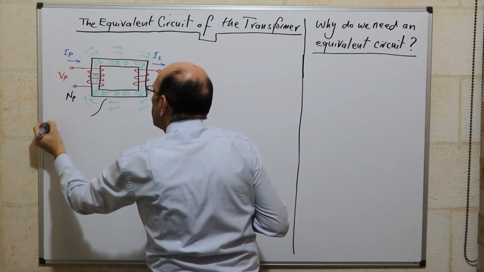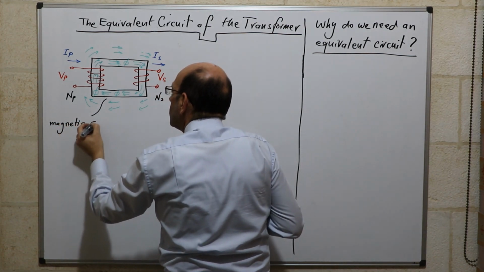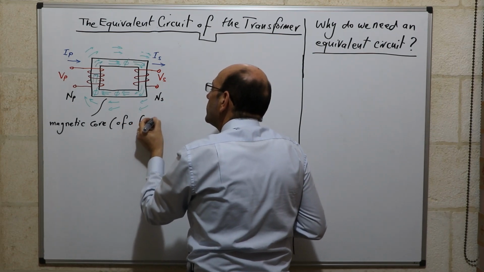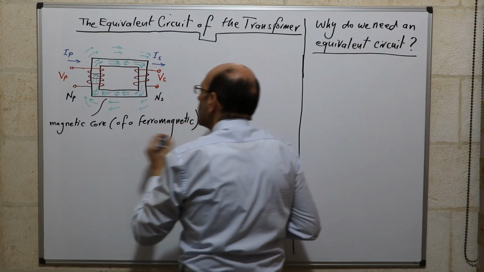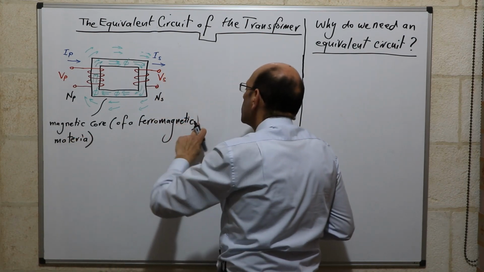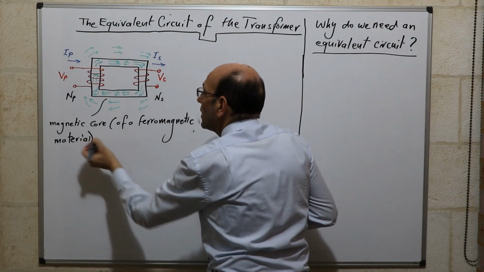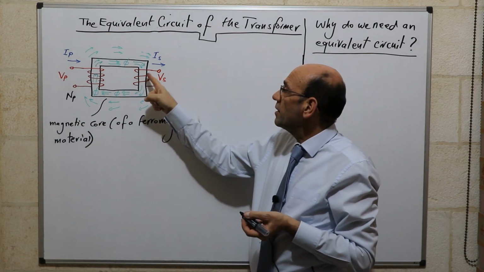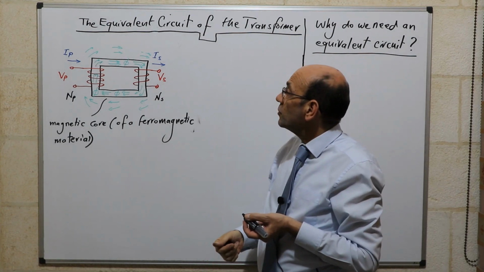So this is the magnetic core, which is made of a ferromagnetic material, and that allows the flux produced by the primary coils to link the flux of the secondary coils in order to produce a secondary voltage.